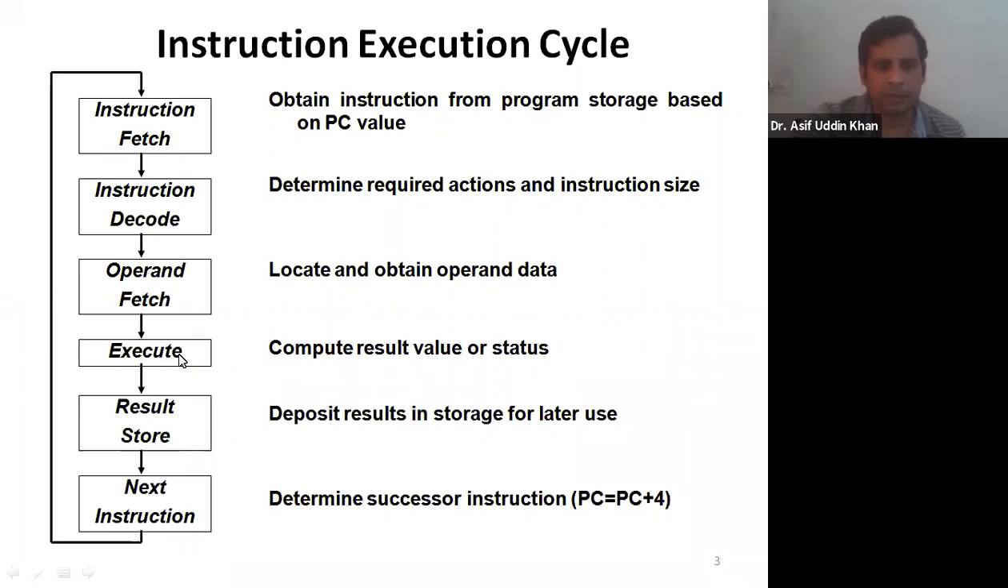And after executing the instruction, the result needs to be written. It may be written in the memory or it may be written in the registers. So that is done in this stage. And then the next instruction is fetched, and this is continued. So this is the execution cycle of an instruction.